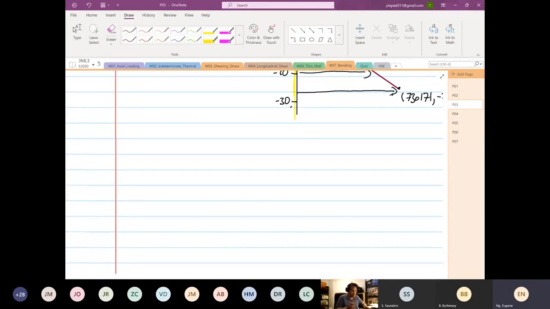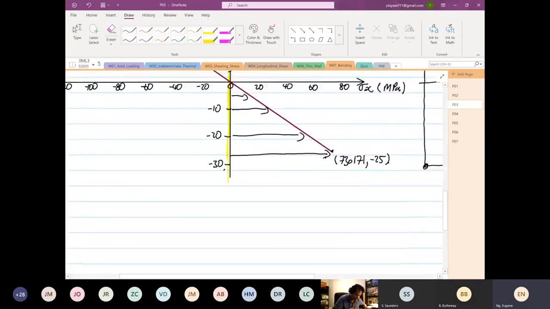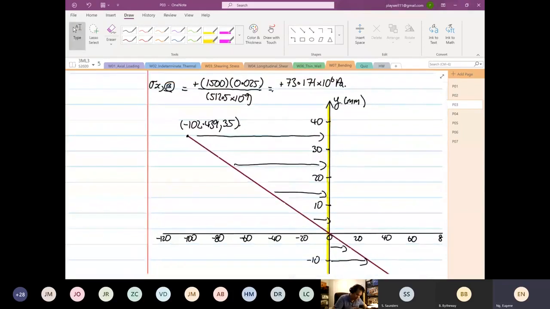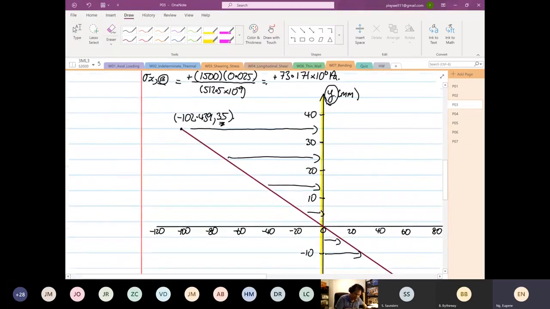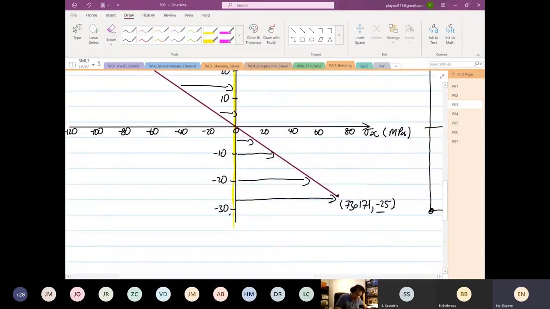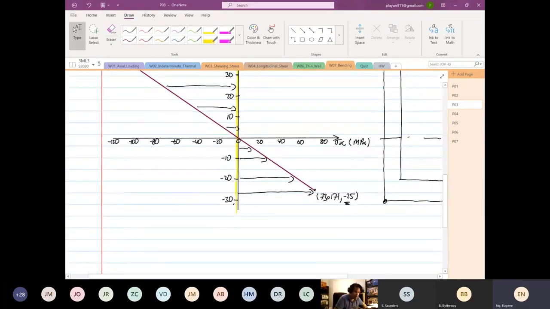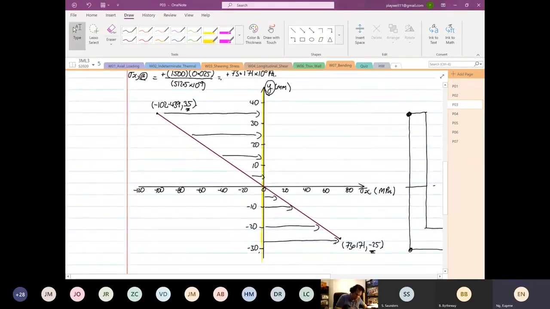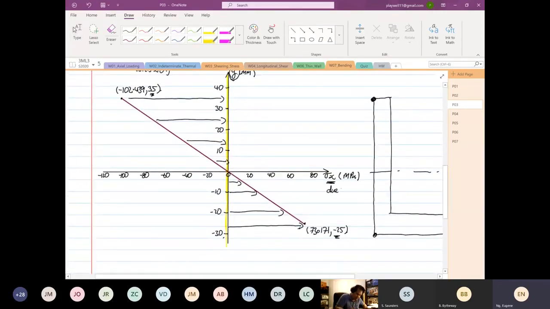Someone asked me why positive 35 and why negative 25. This is because my y direction is going upwards. That's why it's positive 35, and minus 25 here. That's the reason why. And this is stress x in the x direction due to bending moment. I hope this answers your question.